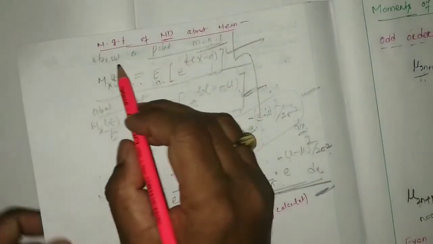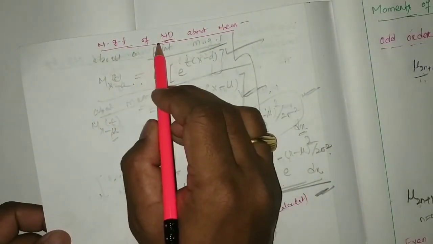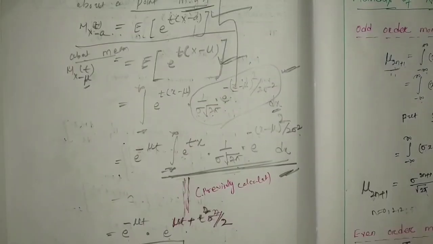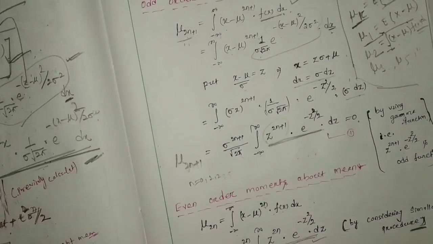And after writing this much, you have to write these things by putting the heading MGF of normal distribution about the mean. Okay, so here we have to stop our today's lecture, and in our next class we are going to do some numericals on normal distribution.